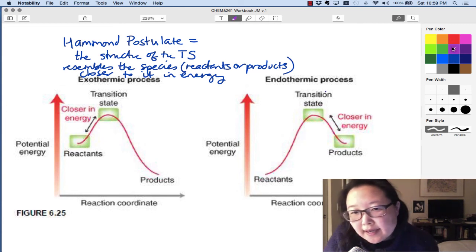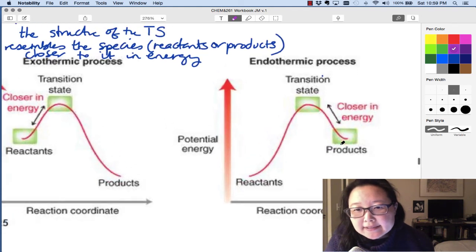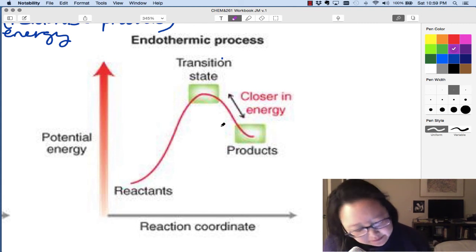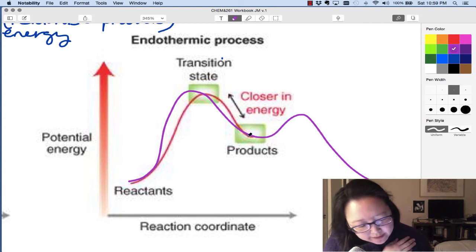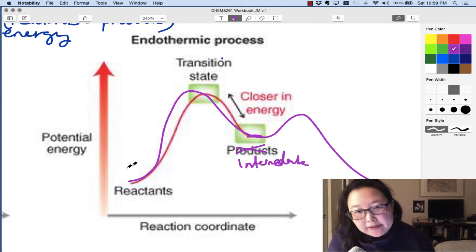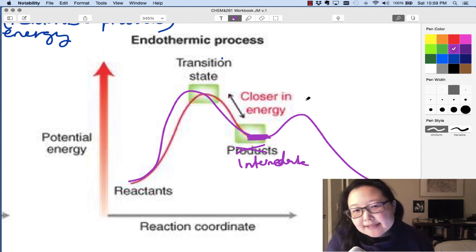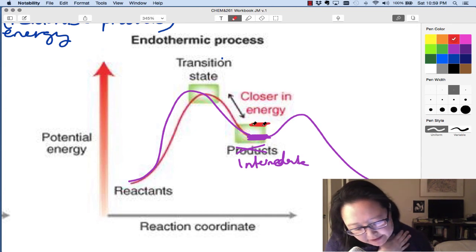An important consequence of the Hammond postulate is something very useful. It's an application of the postulate that I like to use a lot, which is that, let's say that we have a reaction. I'll just build off of this one. Let's say we have a reaction that's multiple steps, and we've got one intermediate. Let's call this an intermediate here. And let's say that in purple, I have an intermediate with a certain energy here. And let's say that there's another reaction where the intermediate might be higher in energy, like here.